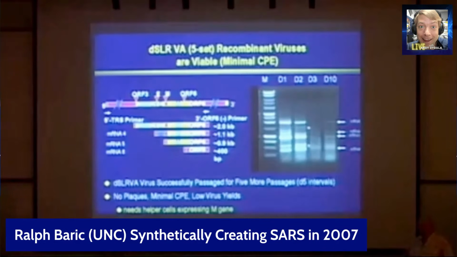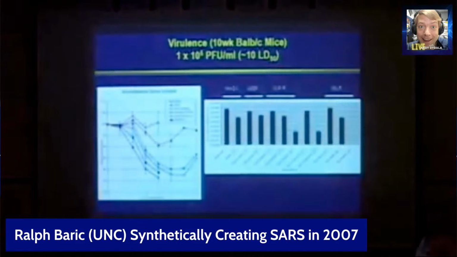You can never plaque a virus. You can never actually show a virus as they're producing CPE. So 5-set deoptimizations really downregulated the production of infectious virions and the ability of these viruses to produce a significant amount of CPE. We can get around this probably by expressing helper cells that make the M gene, but we haven't done that yet. Now we've looked at the pathogenesis of these isolates in mice.